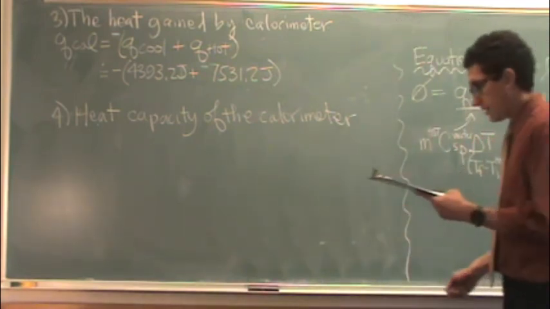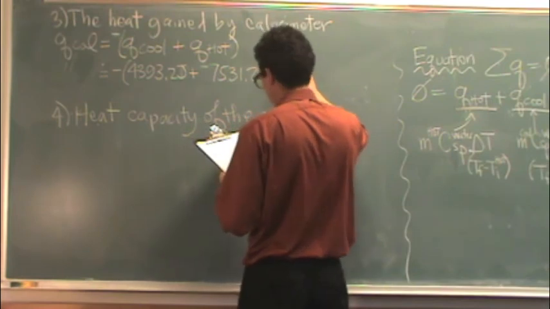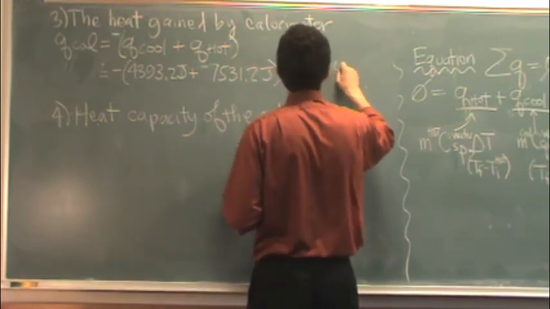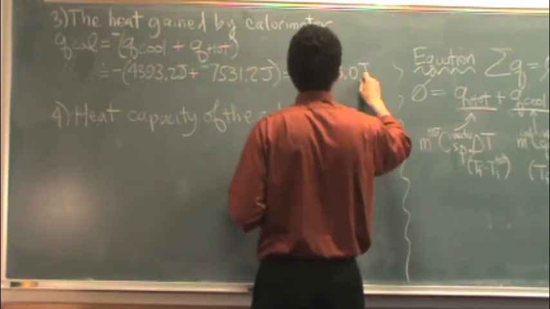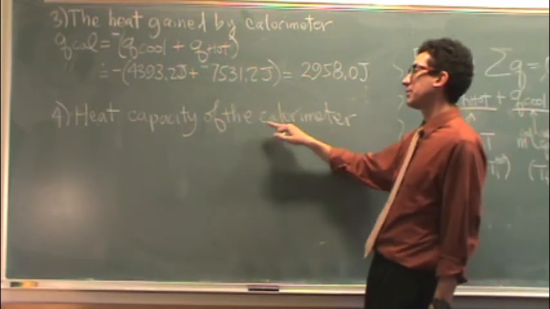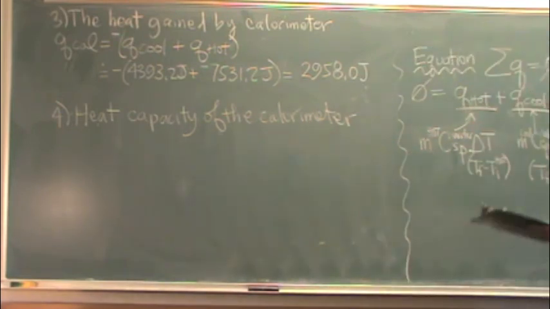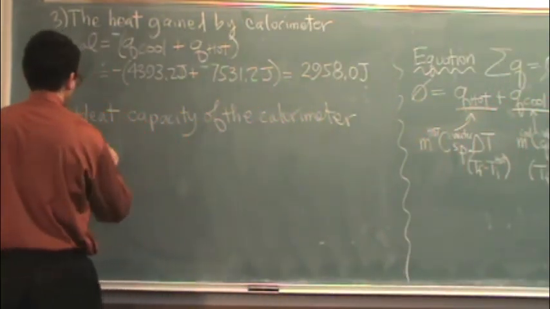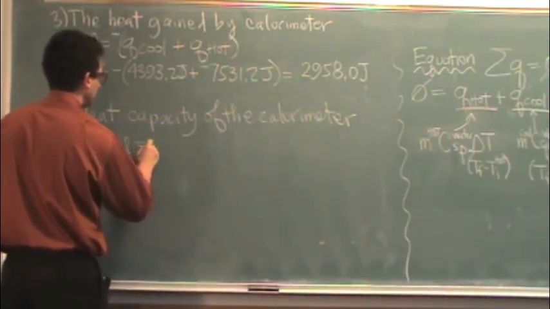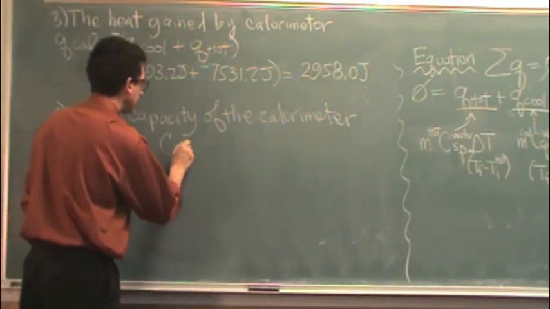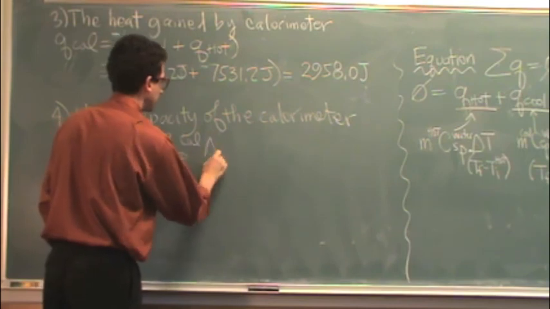You better make sure you have your signs all correct. And I got 2958.0 joules. So there's Q cal. The last step is find the heat capacity of the calorimeter. This is what we're going to use throughout the rest of the calculation. Remember, if I rewrite that formula, Q cal equals CP of the calorimeter times delta T.